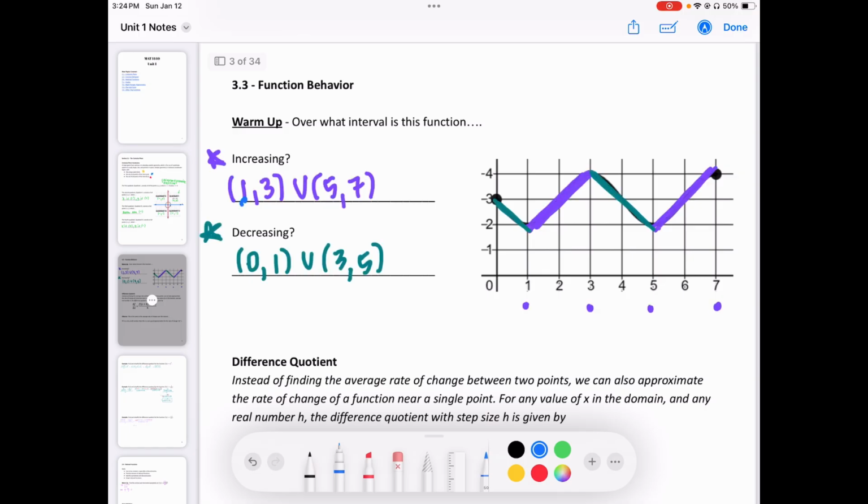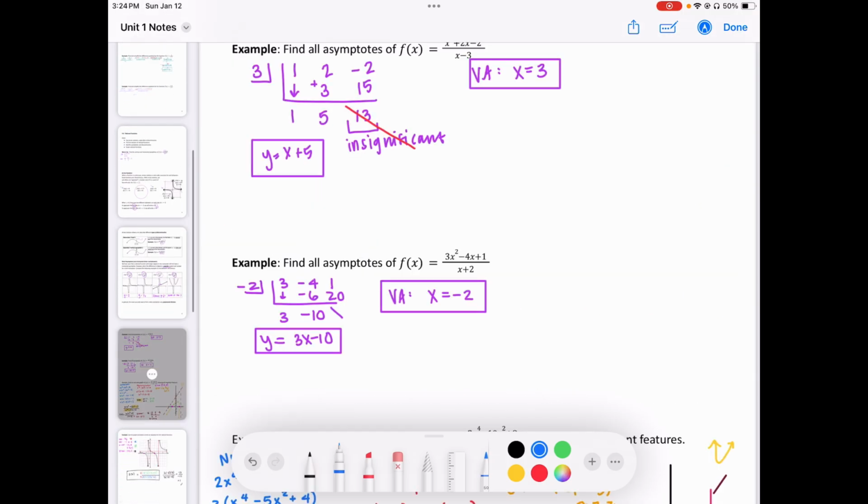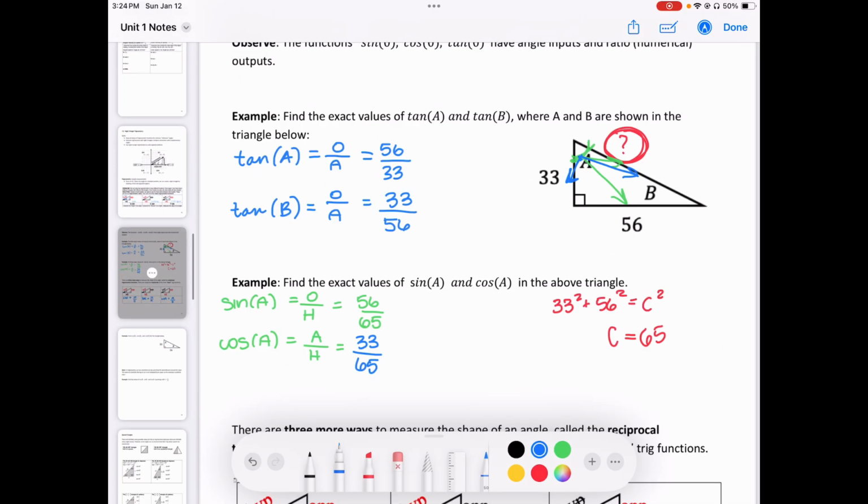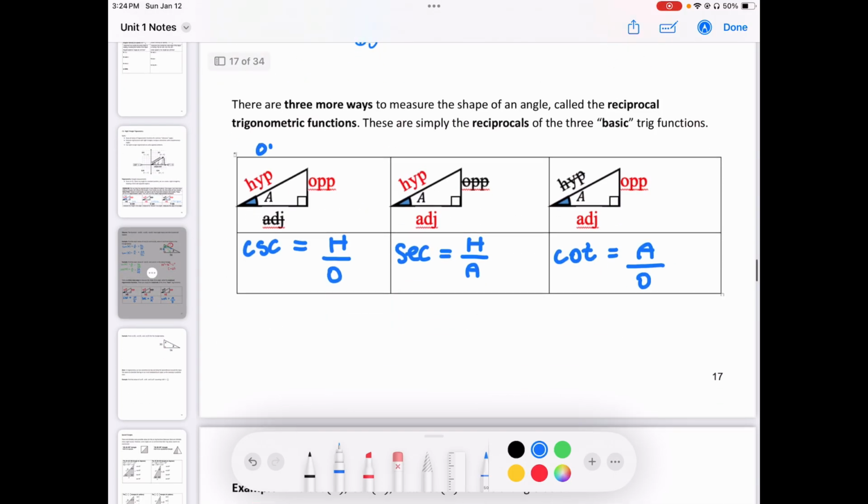So this is the reciprocal of sine, the reciprocal of cosine. I want to say opposite, but it's reciprocal. The reciprocal of tangent.